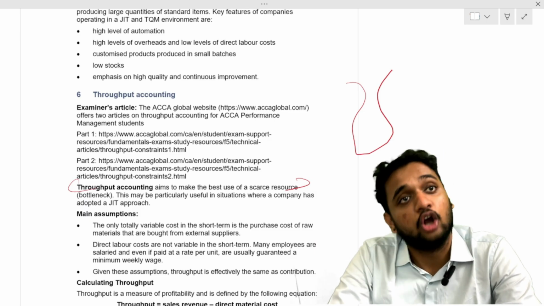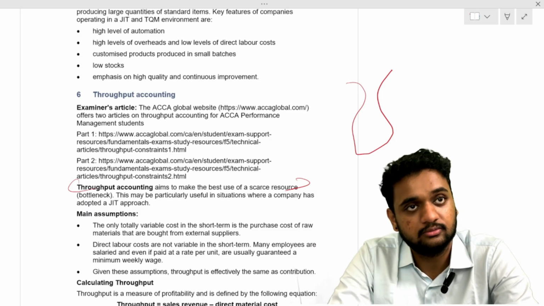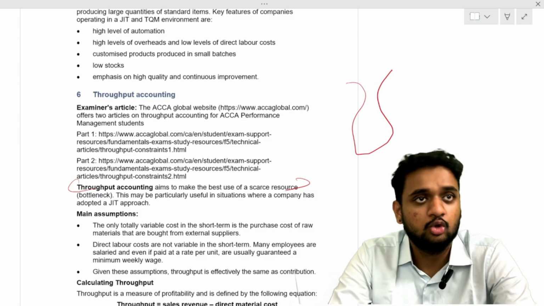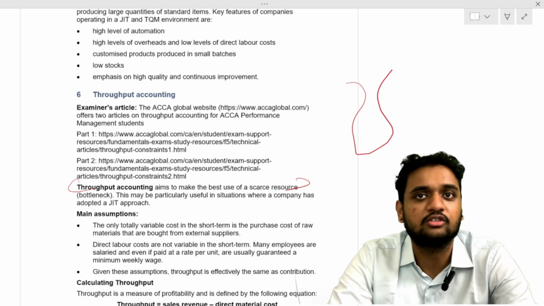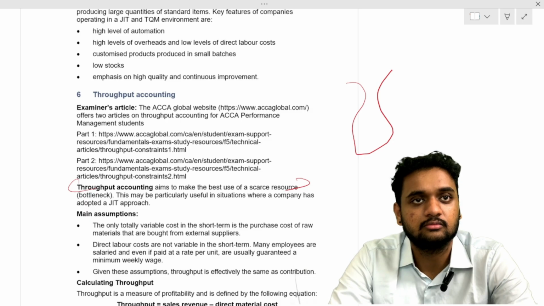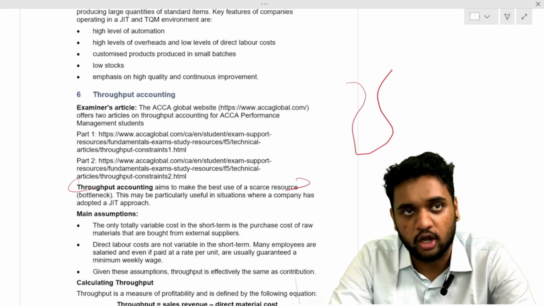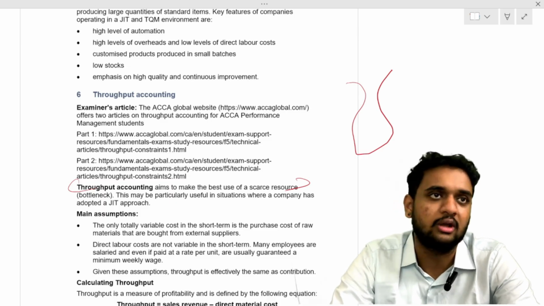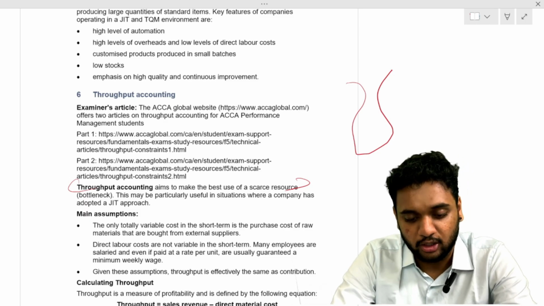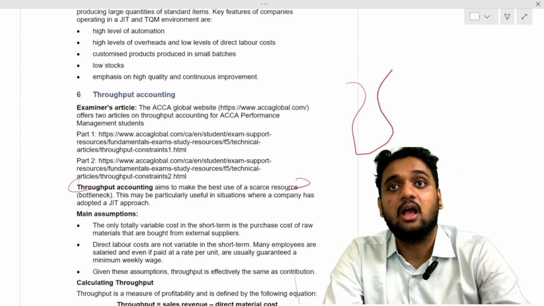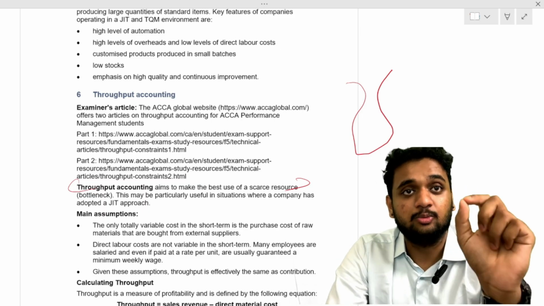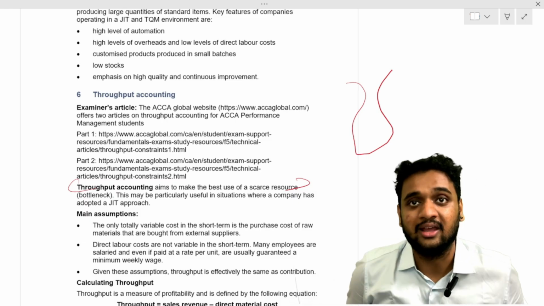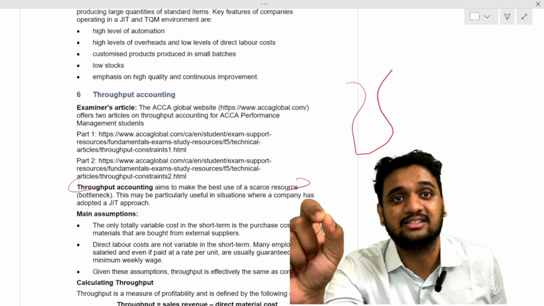We saw contribution. Here we will see something called throughput. Throughput and contribution are almost the same. What is contribution? Sales minus variable cost will give you contribution. Throughput is also sales minus variable cost. The difference is that in throughput accounting, we will assume that our only variable cost is direct material.